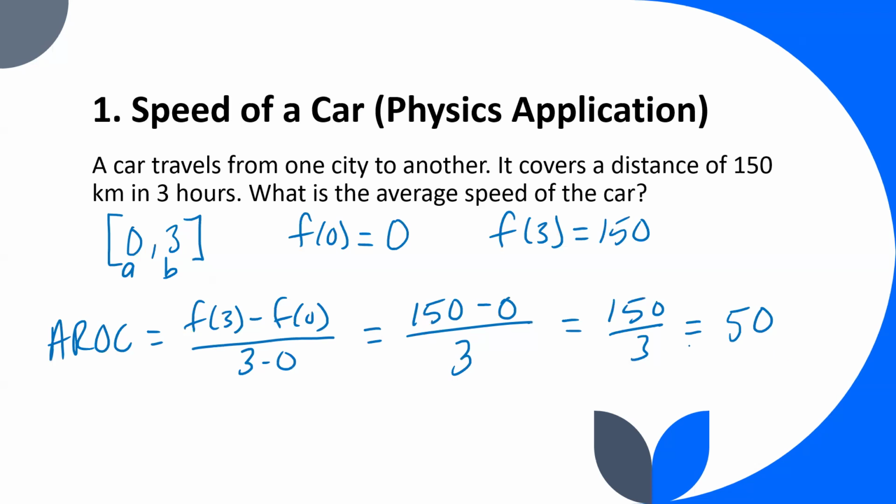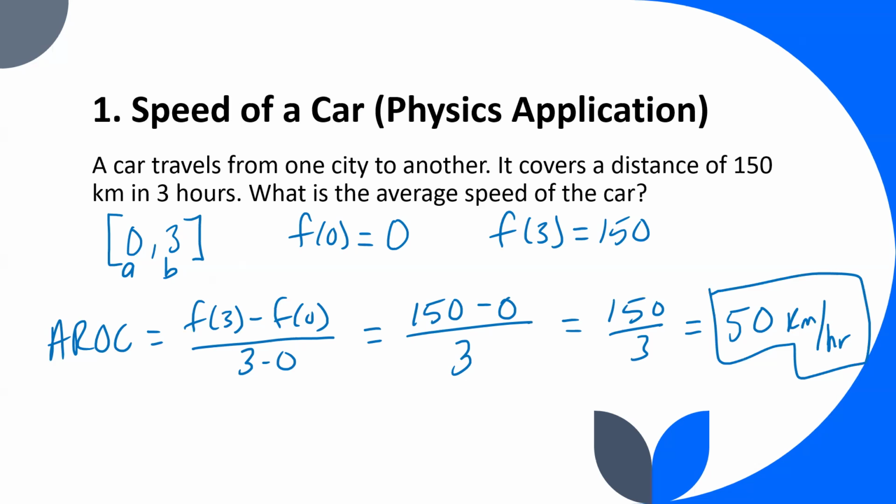And then remember, we talked about your unit rate. Your unit rate is what does your numerator describe per your denominator? My numerator is describing the what? The distance. So it's kilometers per, and then my denominator is describing my hours. So kilometers per hour, and that would be my average rate of change as I'm driving from one city to the other.